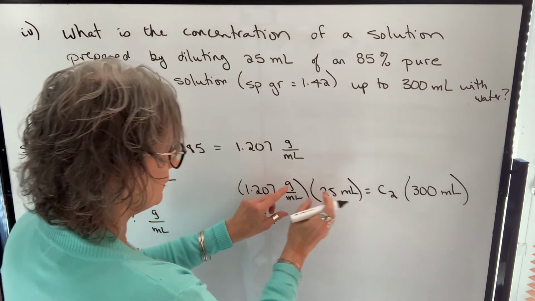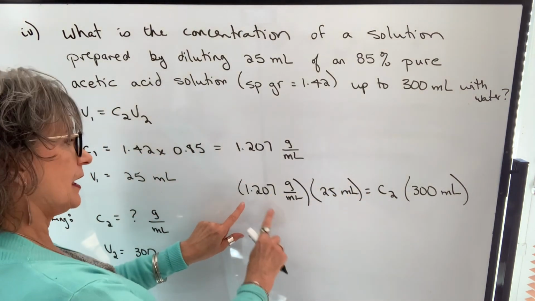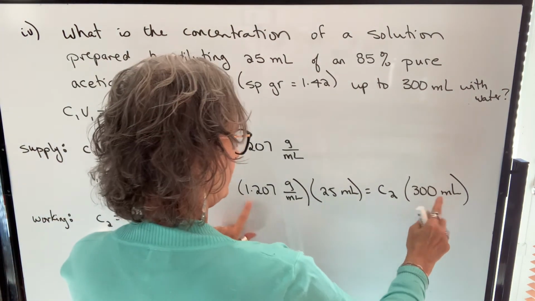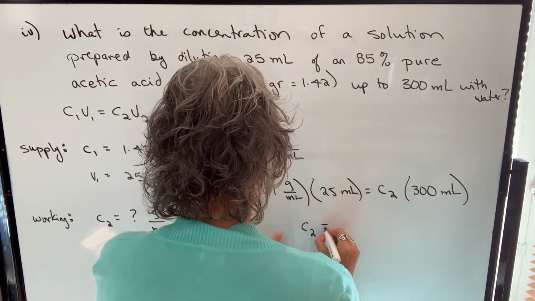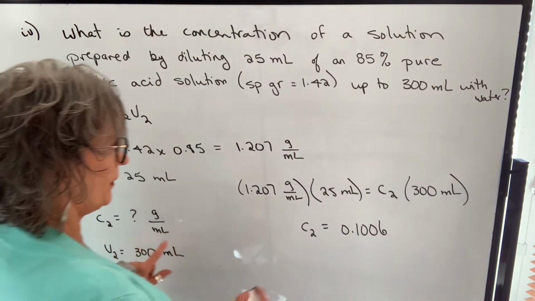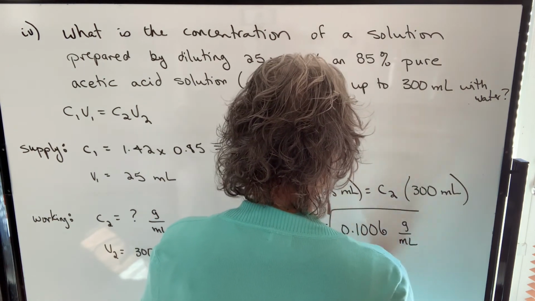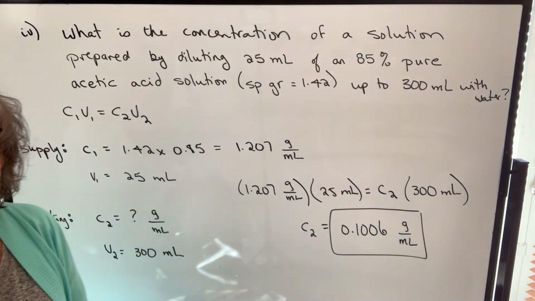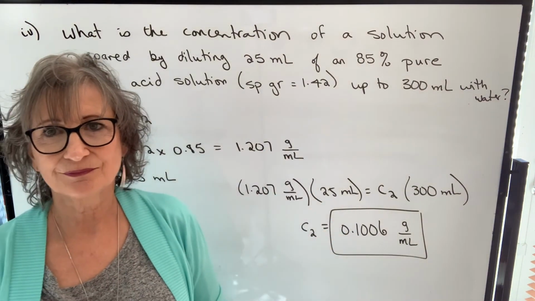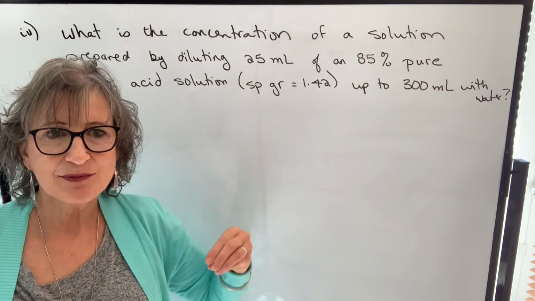Again, I know that my units are consistent, so I'm just going to ignore them. In order to solve this, I'm going to take 1.207, multiply by 25, divide by 300, to get a concentration of 0.1006. I know my unit is grams per milliliter. So I've diluted it. The concentration was this. It's now this.